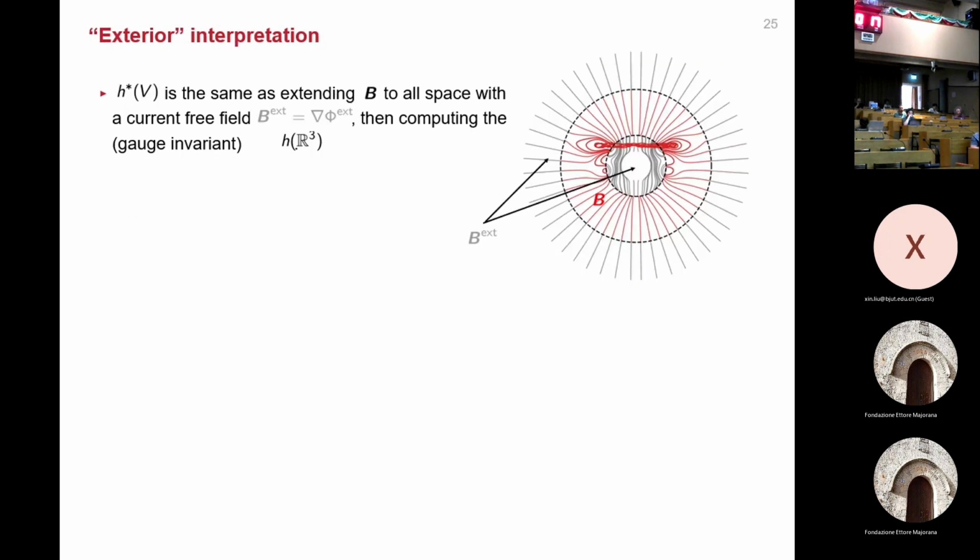Okay, so something else I should mention, there's another way of looking at this helicity, this H star, and that is that it's the helicity of a magnetic field on the whole of space if you extend your magnetic field in your spherical shell by a current-free field, so by a potential field, or in other words, a B that's a gradient of something. So here I've had to extend it both inside the sun and outside, right, to fill the whole of R3.